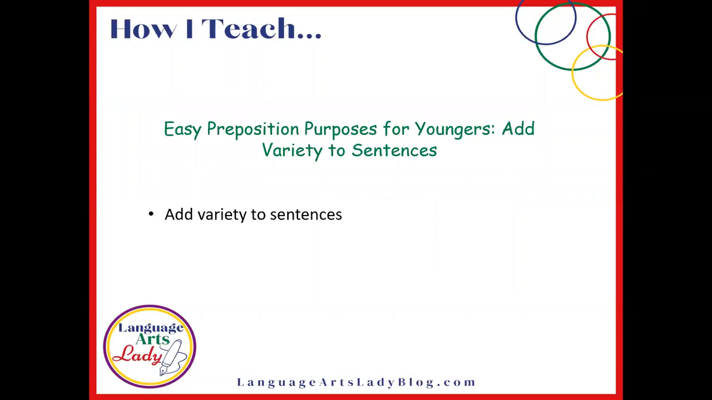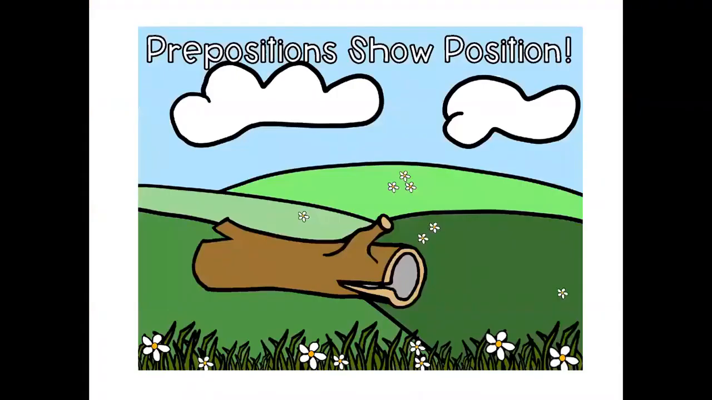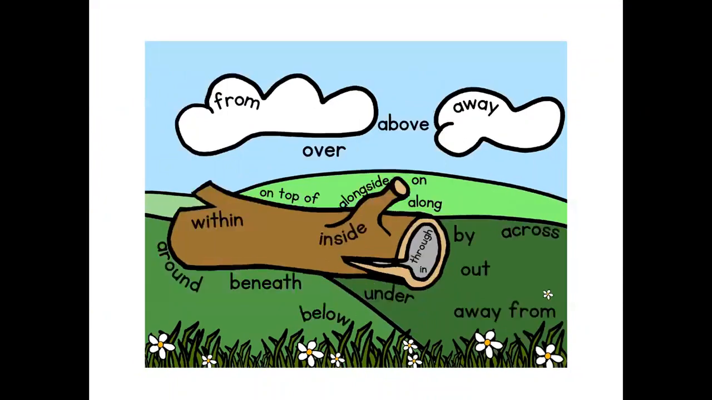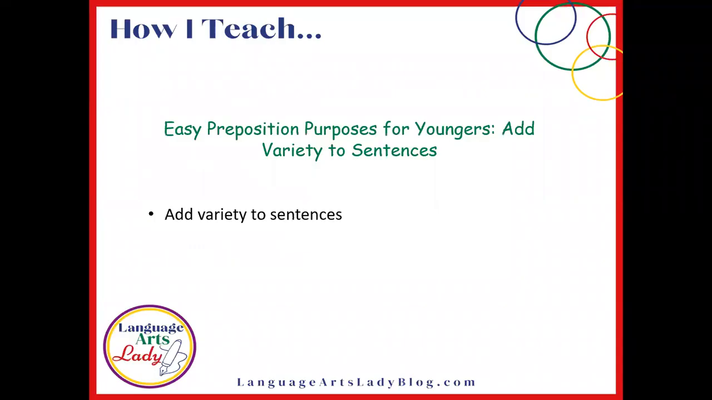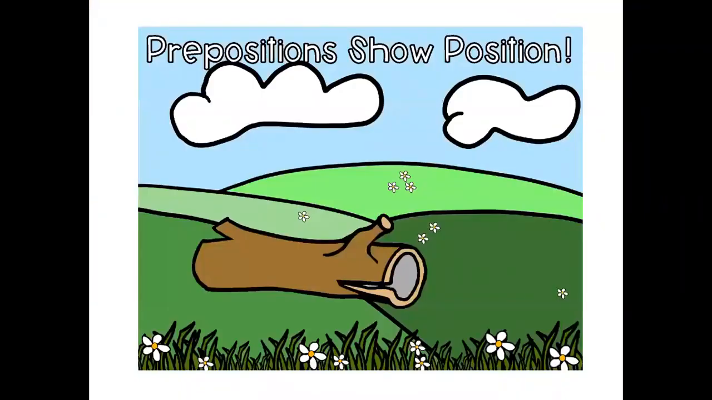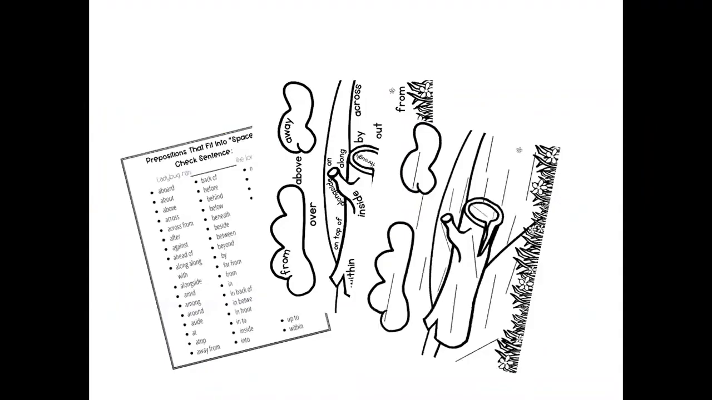Okay, variety to sentence. Here we go. So the Bugs on a Log, which I'm going to show you how to use in case you want to make your own, or you can get it at my Teachers Pay Teachers store, I think it's like $4 or $5. And it comes in color as well as in black and white.